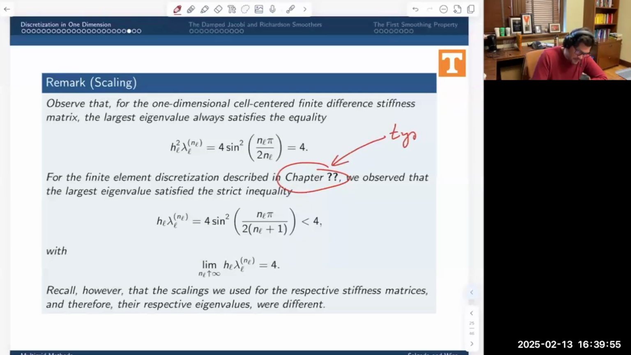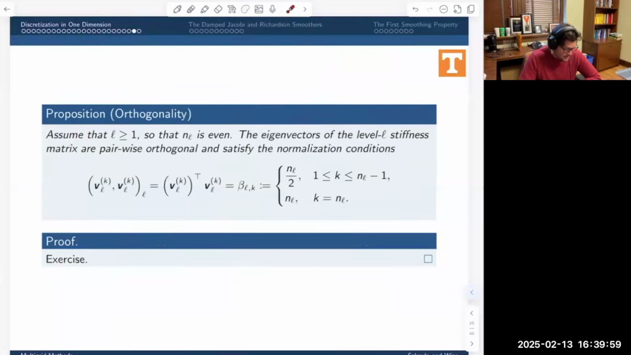Typo, broken reference. Okay, we'll skip that point otherwise. Now, what about the eigenvectors? You may remember this famous theorem, which says if you have a symmetric matrix, then you have an orthonormal basis of eigenvectors. If I have a symmetric matrix, then I can always have an orthonormal basis of eigenvectors.